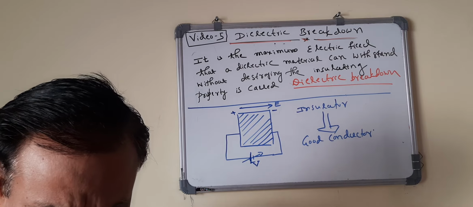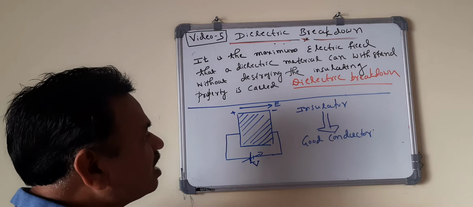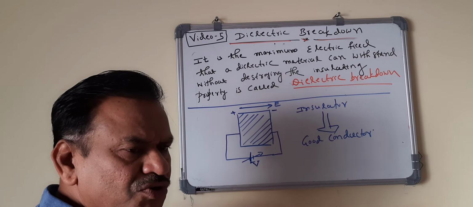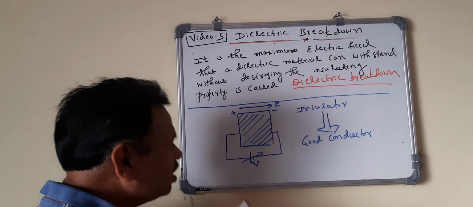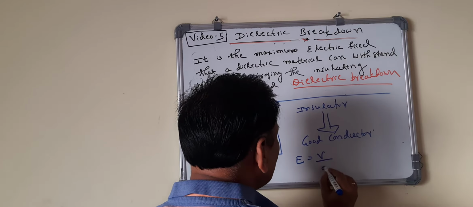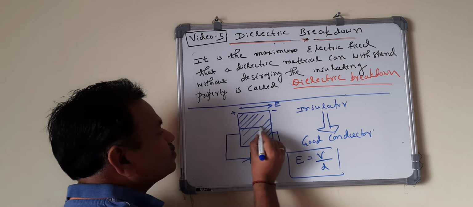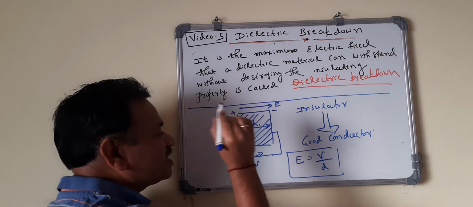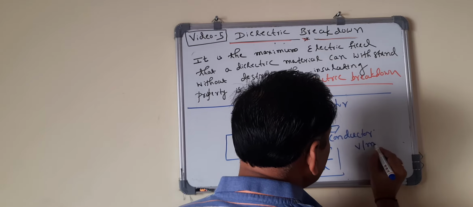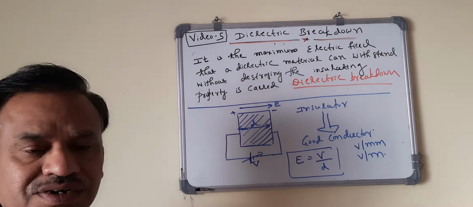It is the minimum voltage required to produce the dielectric breakdown. Here I know the equation: electrical field equals potential divided by d. d is nothing but the thickness of the material, students. The unit is volt per millimeter, or in some books they write volt per meter.